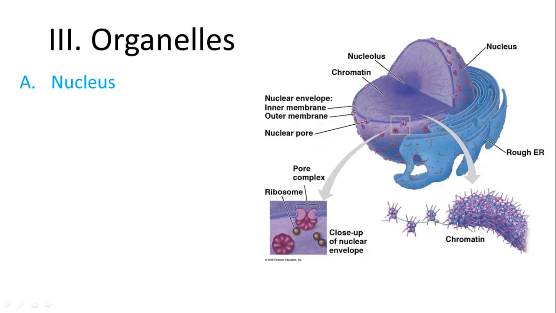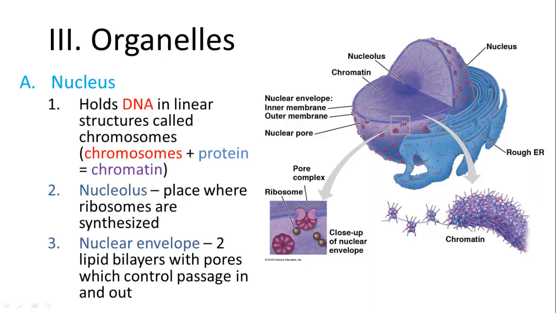All right, so we're going to go through these organelles of the eukaryotic cell. First is the nucleus. This is the most simple. It's the part that holds the DNA. In prokaryotes, you have circular DNA. In eukaryotes, you have linear structures called chromosomes. And a chromosome is protein surrounding the DNA and packing it together.